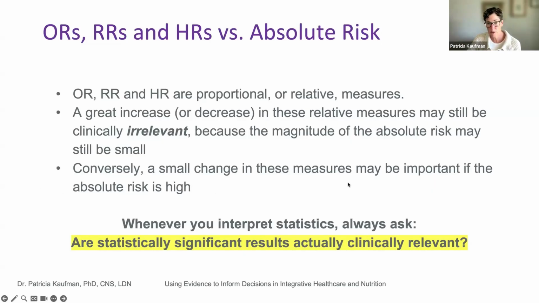A small change in these measures may be important if the absolute risk is high. Remember that statistically significant doesn't tell us everything. So when you're reporting that something is statistically significant, always report the data too, so the reader can understand what the change in the marker was and assess if it was clinically relevant.